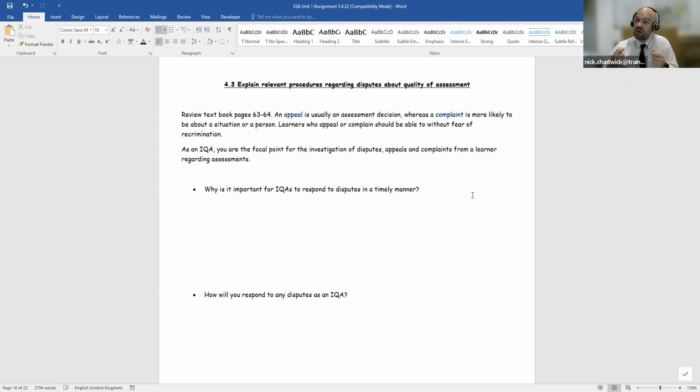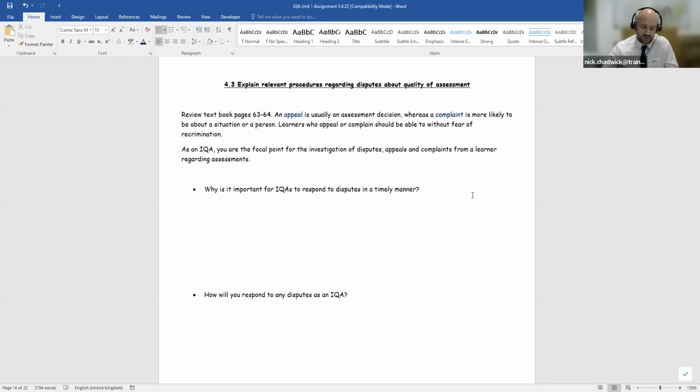And also, it's learning about how to respond in an objective way in order to support both the learner and also the assessor as well. So we just need to define what the difference is between an appeal and also a complaint. Do have a look at textbook pages 63 to 64 on this section as well.